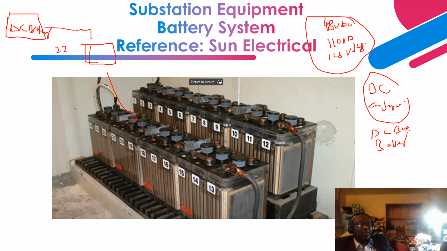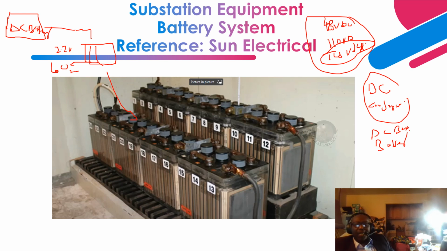Let's say 2.2 volts for each cell. So it means that I need about 60 of these to achieve 125, 60 or maybe a little bit more than that. So I need 60 cell batteries to achieve 125 volts DC voltage for my control circuit at my substation, if I choose to select 125 volts DC design.